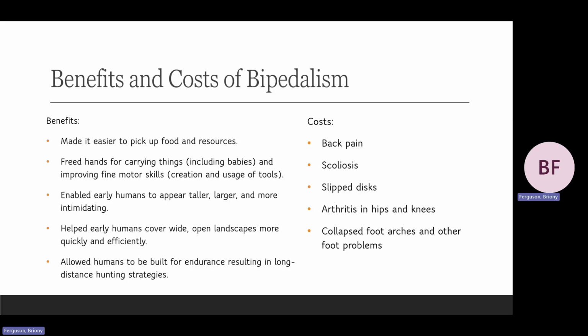Now, obviously, there are some benefits to being bipedal. It makes it easier to pick up food and other resources. It frees up our hands for carrying things, including babies, and improving our fine motor skills, which allowed us to create more tools and use them. It also enabled early humans to appear taller and larger and more intimidating, so that they weren't just being picked off by better predators. It also helped us cover wide open landscapes more efficiently and quickly.